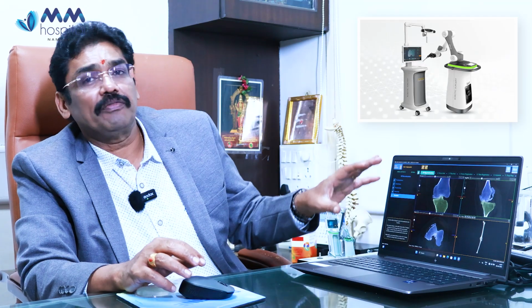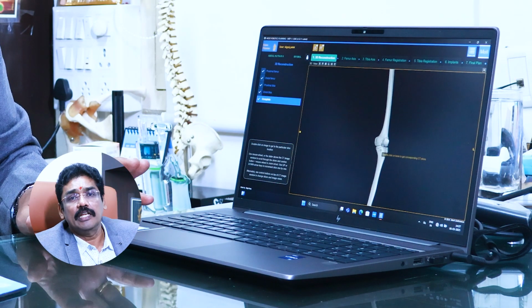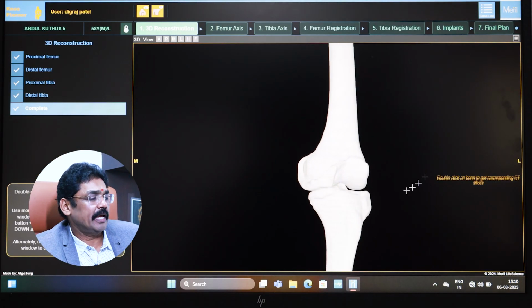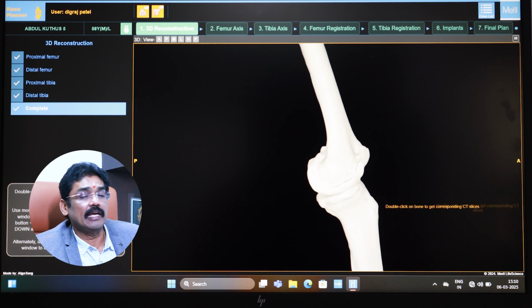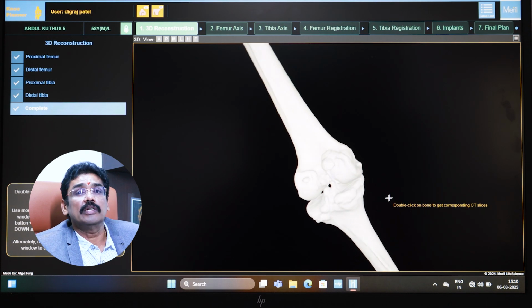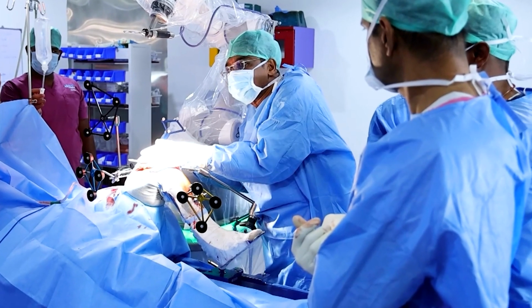After taking the CT, I put the CT pictures in the MISO robotic software. The software analyzes the CT picture and first gives me the 3D picture of the knee joint. In this 3D picture, I can see all the deformity and the growth of the bone, the osteophytes, in the angle of the knee joint, both in the anterior, front of the knee joint, and back of the knee joint. It makes it easy for me to explain to my patient what is going on, and it's also easy for me to know what is going on inside so that I can plan my surgery.